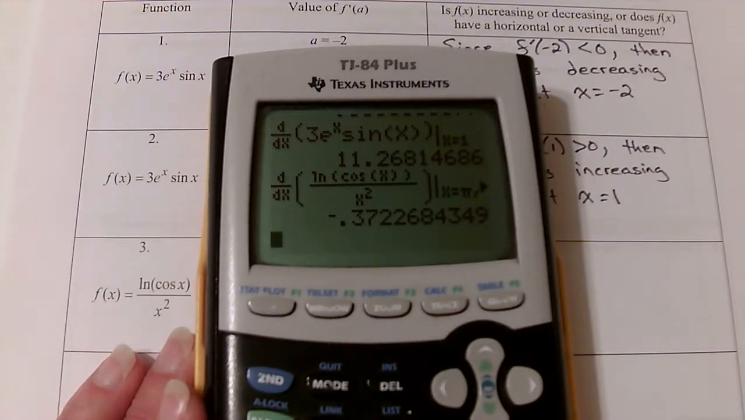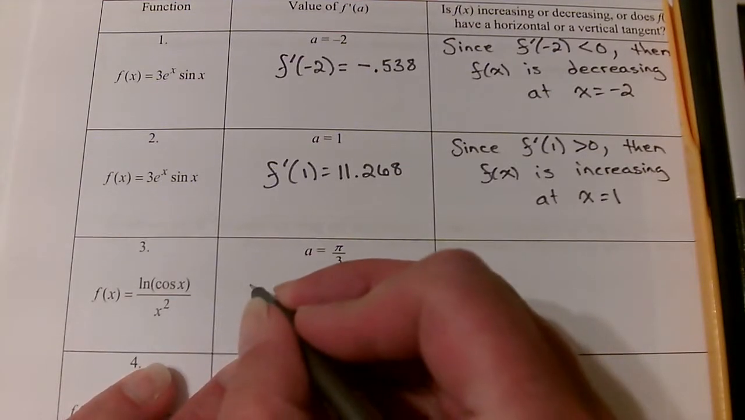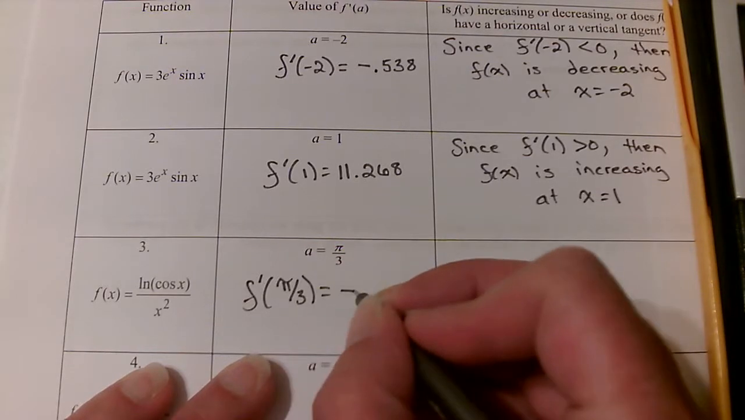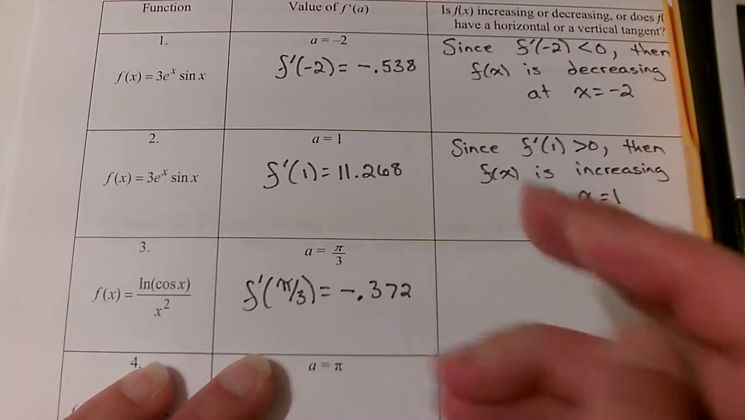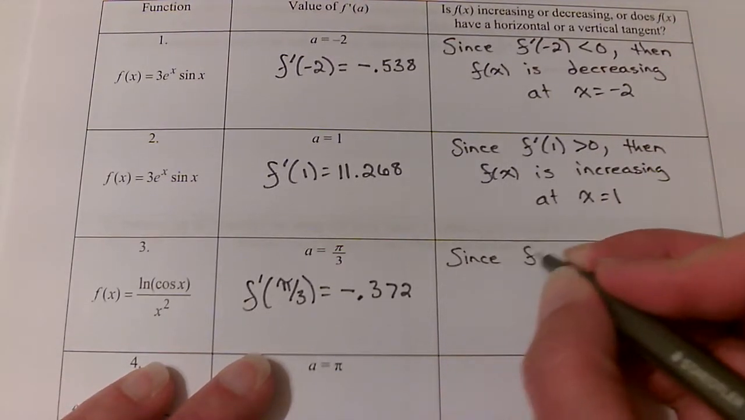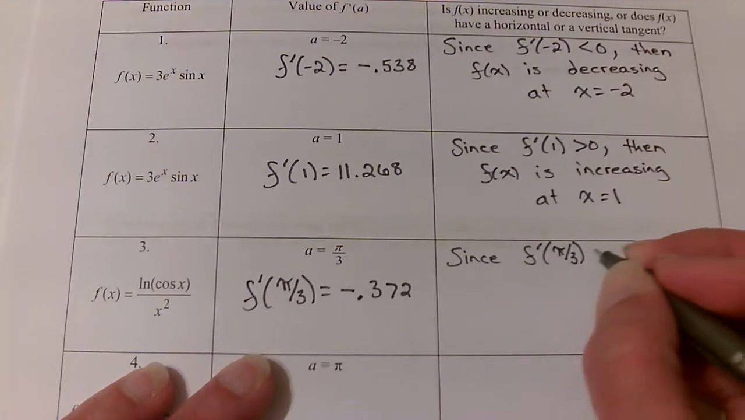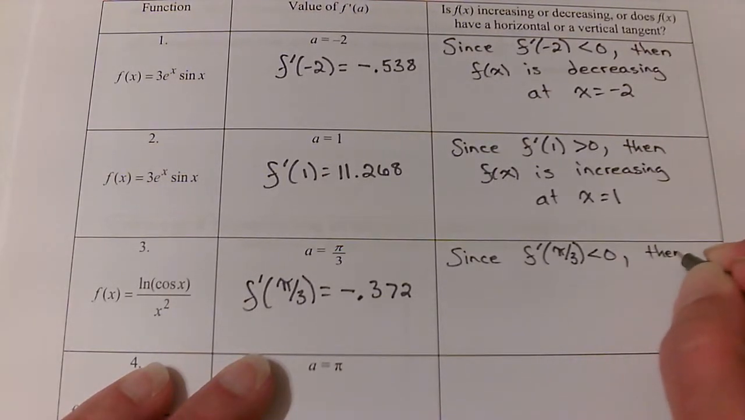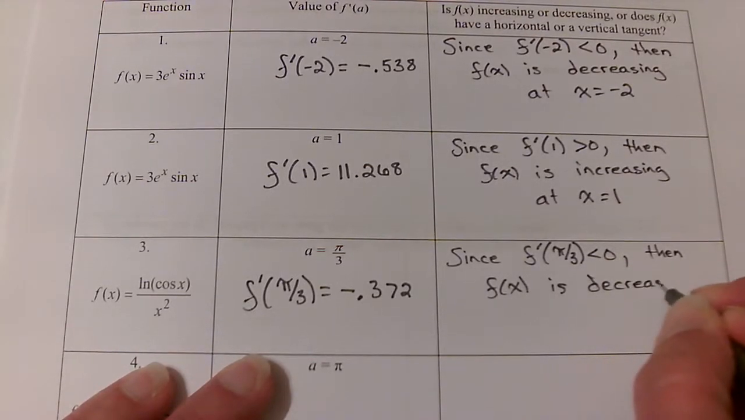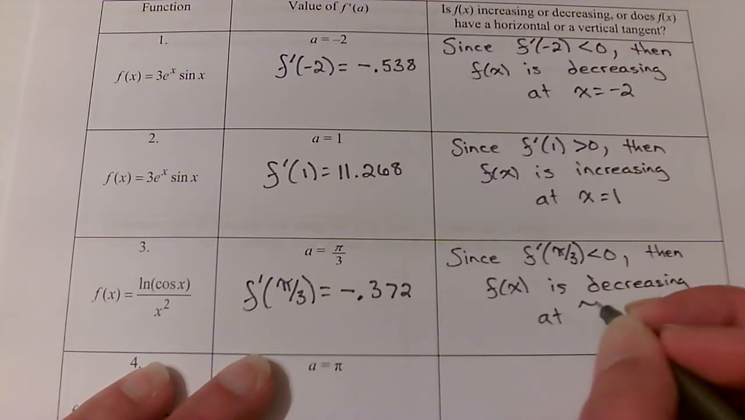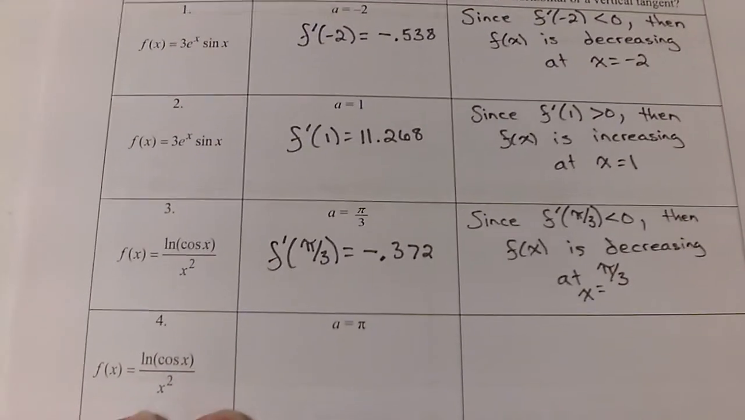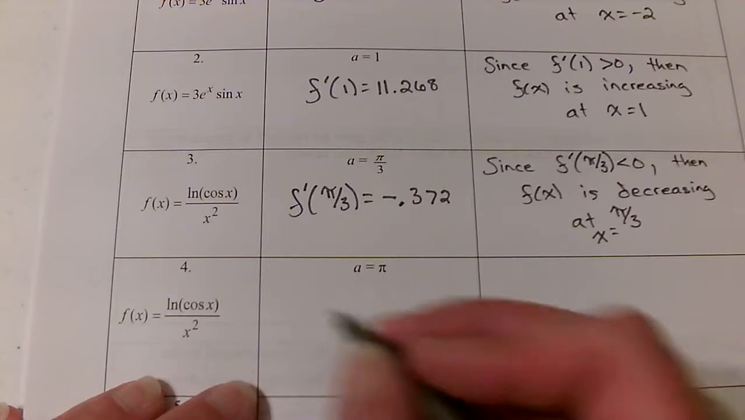I get -0.372. So f prime of pi over 3 is -0.372. So what does this mean? Since f prime of pi over 3 is less than 0, then f of x is decreasing at pi over 3. At x equals pi over 3. Be very specific. So what about the same function but at pi?